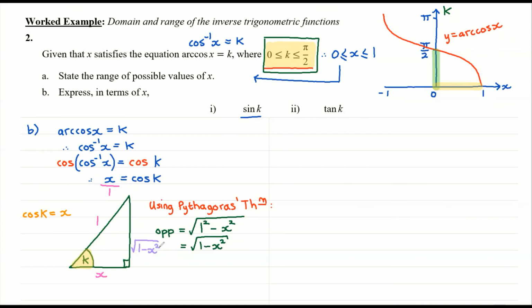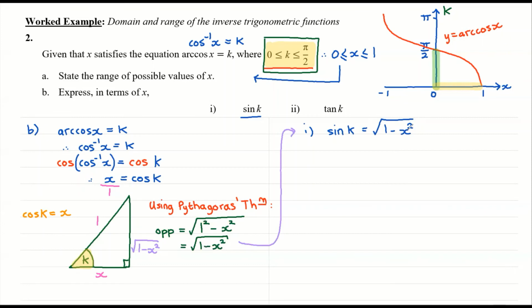Now, using that information, if I just go up to this side of the board here to answer part B, part 1, I can see that sine k is just going to be the opposite over the hypotenuse, which is simply just going to be the square root of 1 subtract x squared. Now, I've used the right angle triangle there.